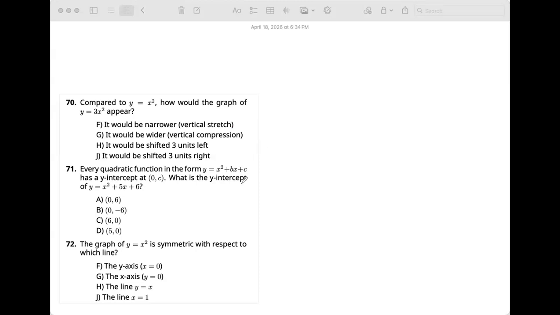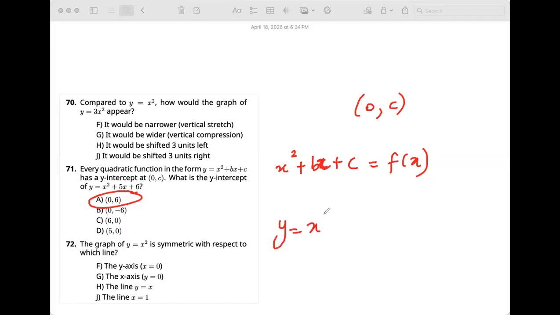Yeah. Now, the quadratic function x square plus bx plus c has a y-intercept. Y-intercept means x value is 0. If you want to find the y-intercept, you have to put x value equal to 0. So this is our function. It has y-intercept at 0, comma c. Oh, so would it be A? Yeah, correct.